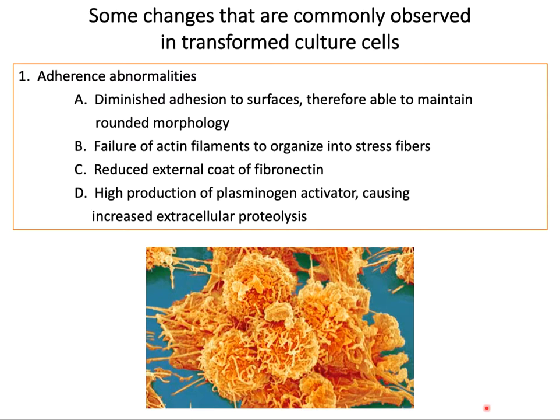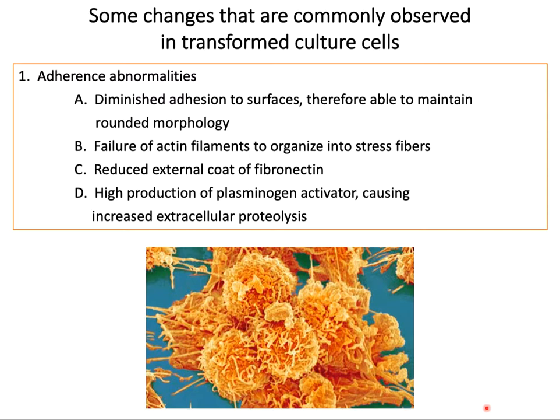If you were to stain a cancer cell with phalloidin, which you will remember from our method section is an actin stain, you will notice that the actin is very disorganized. Normally, fibroblastic type cells will have these stress fibers, which are long polymers of actin that are on the bottom, right near where the cell is adhering to the surface. You will see a reduced external coat of fibronectin, which is one of the extracellular matrix proteins. And there is a very high production of what's known as plasminogen activator, which causes an increase in extracellular proteolysis.